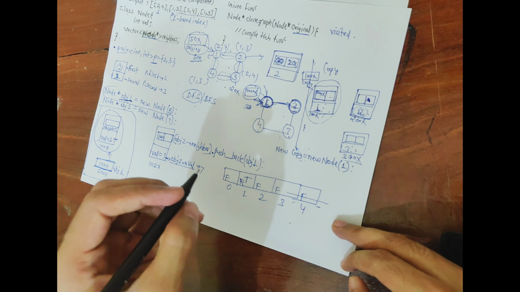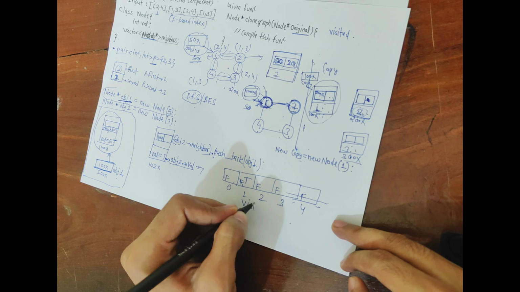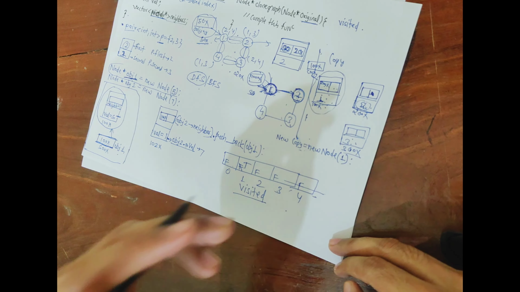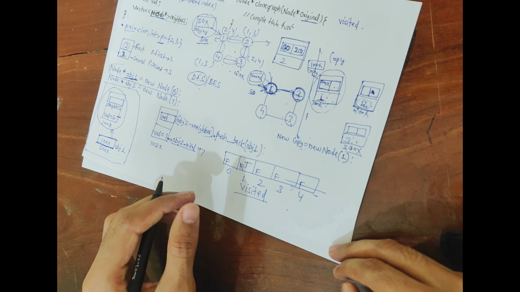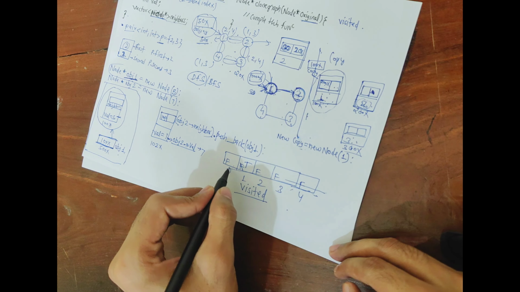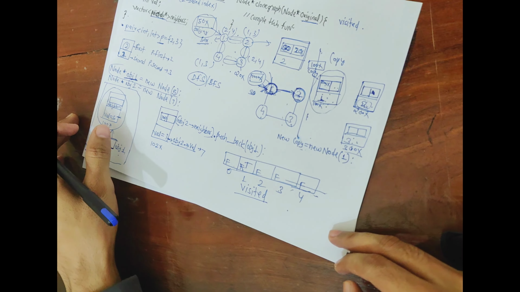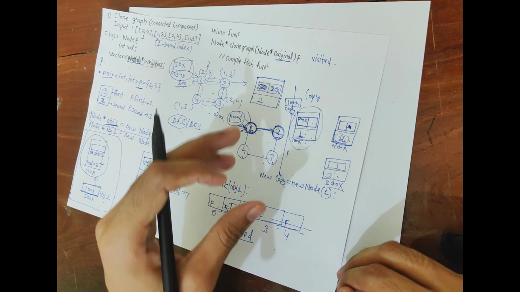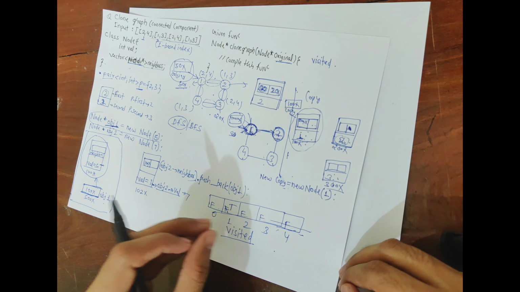I need to create a visited vector, but its type should be node type, I mean the pointer type. It should store the pointer. So that's why the boolean will not work, right? Now I hope you got it. If you are not getting it, I am writing the code and then I will explain it line by line.